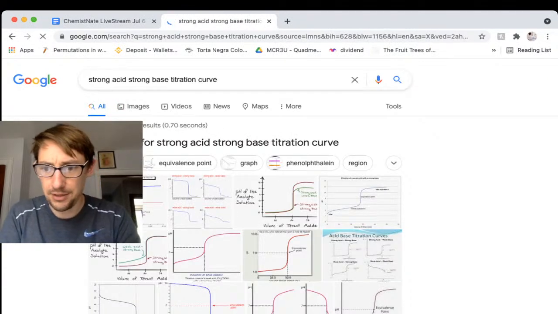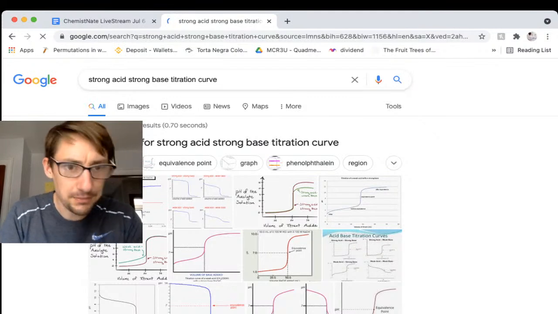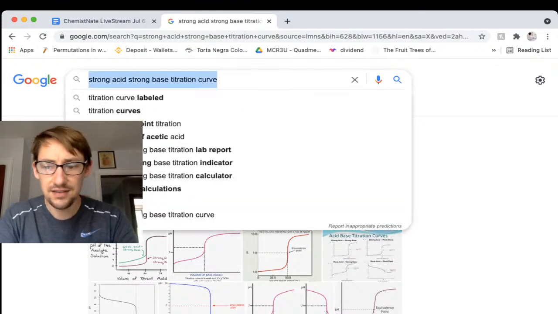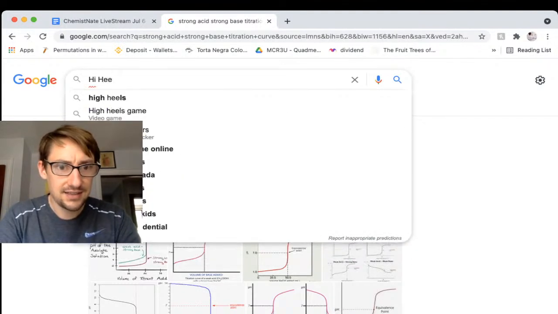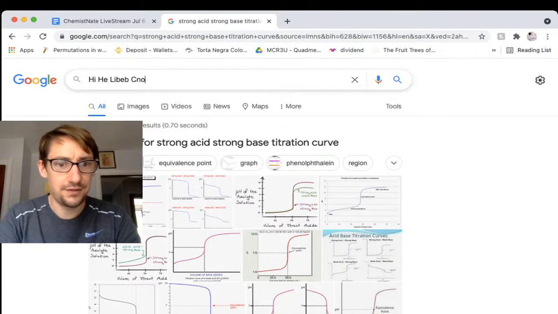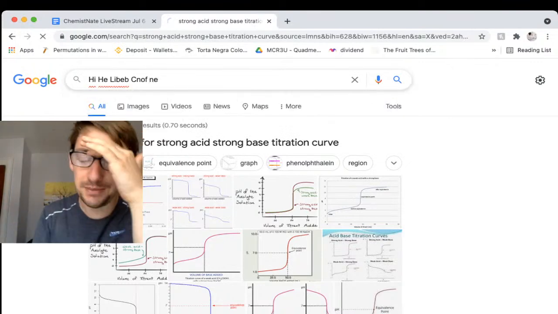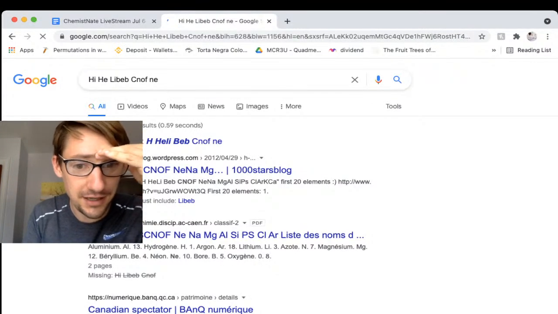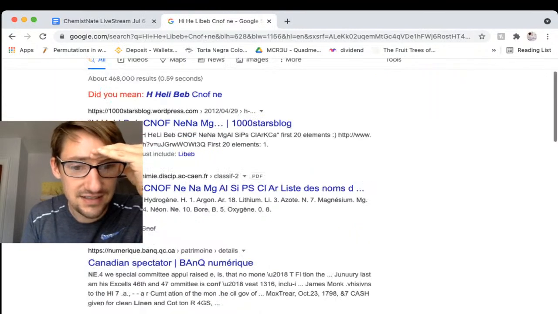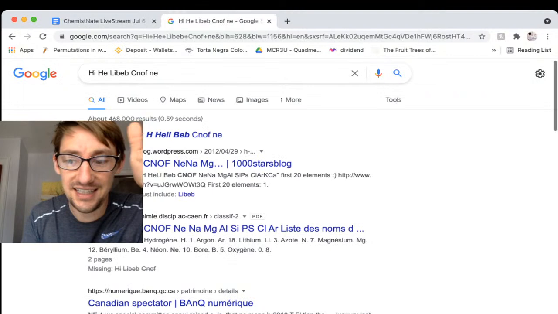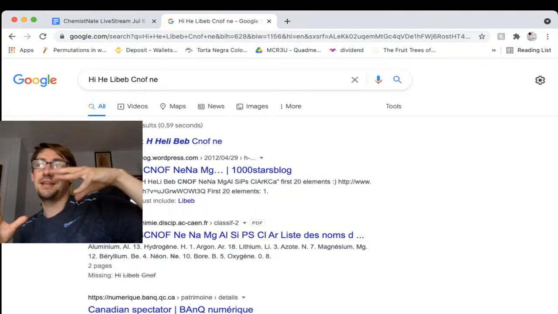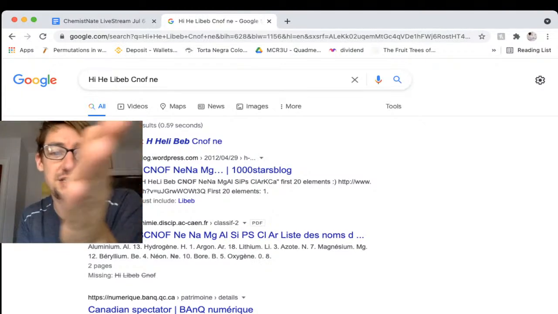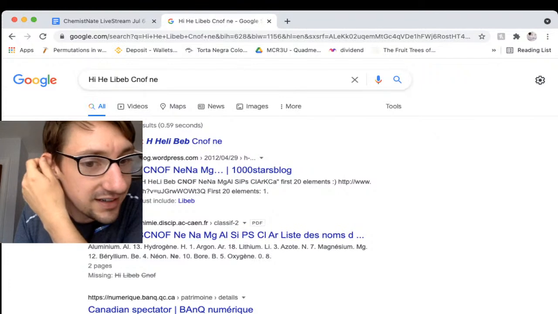For NEAT, you need to memorize the whole periodic table. Are you memorizing numbers as well? Hi, he, Libib Kanafni. My dad used to tell me there was a song about it. It was like, hi, he, Libib Kanafni. And then you make up this rhyme that carries you through all the elements in order.